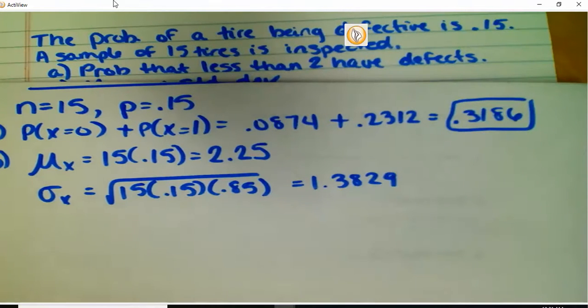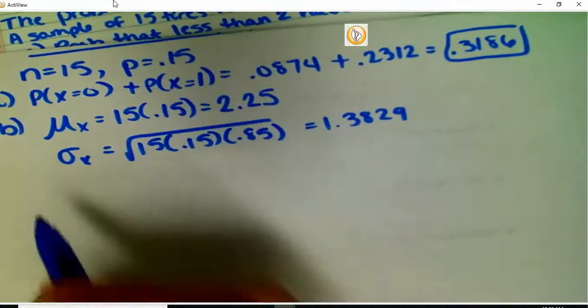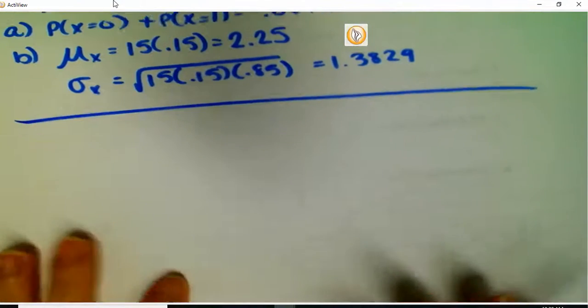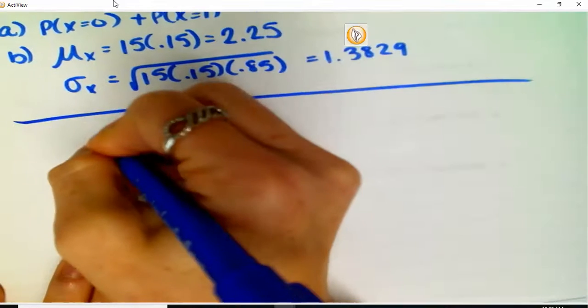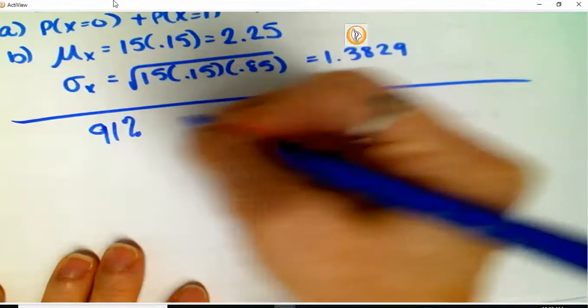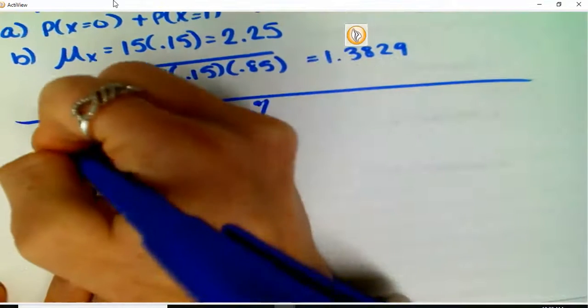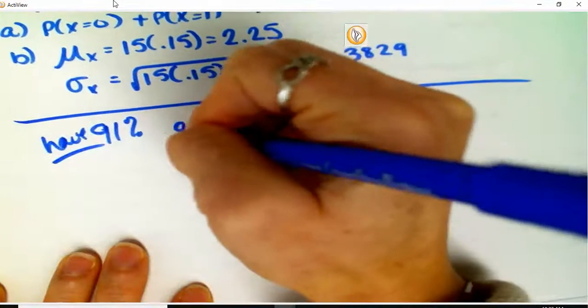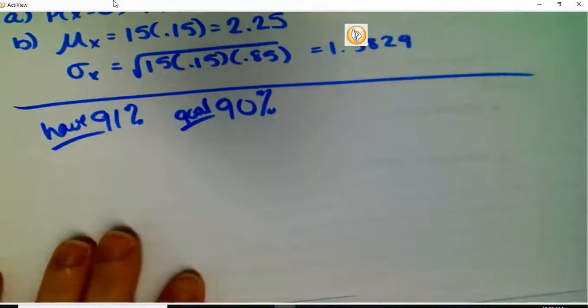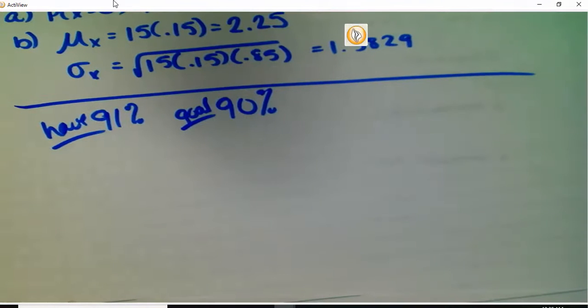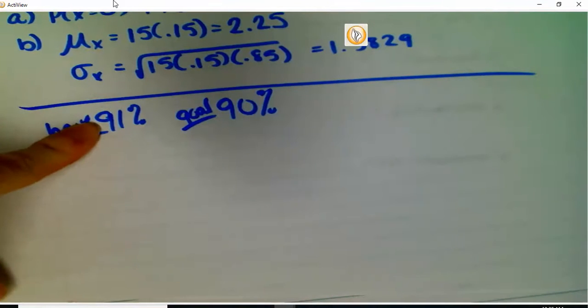Okay, so question about your grades. Let's say that you currently have a 91% in the class and you want to keep a 90. So this is what you have. This is your goal. Okay. This is my semester grade that I'm using right here.